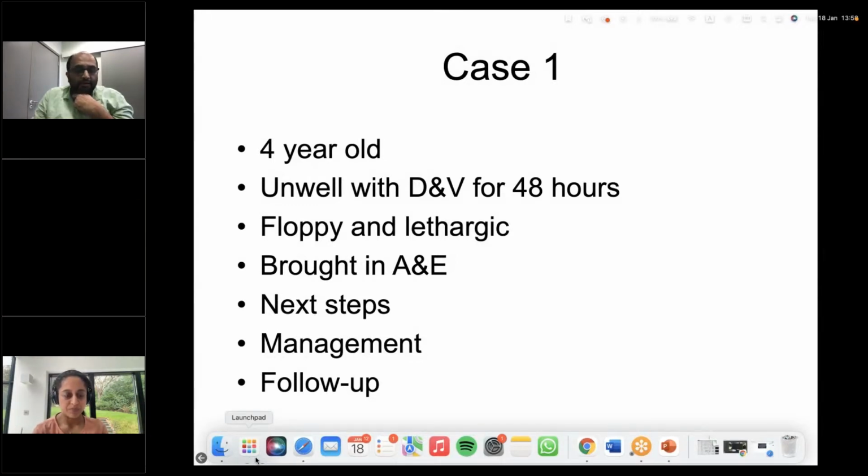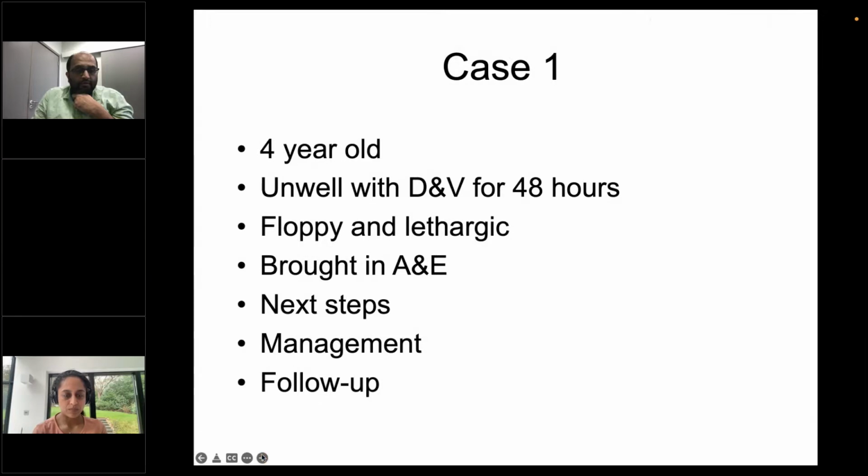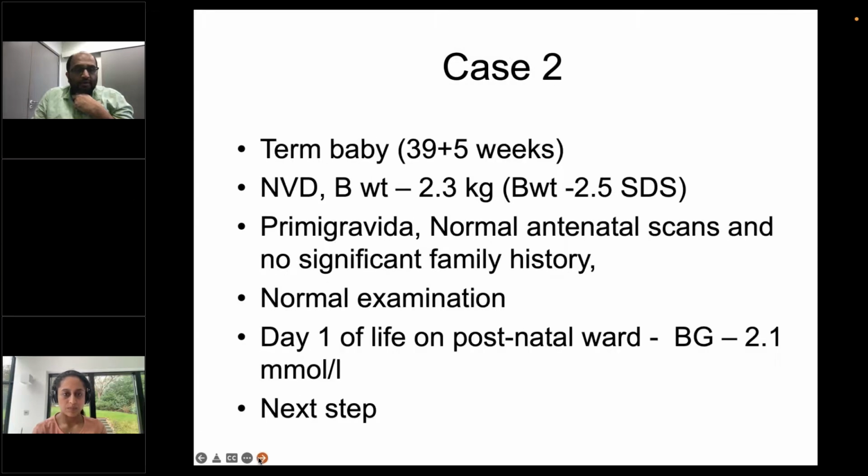Okay, so the next one is a term baby, 39 plus 5 weeks, normal delivery, birth weight of 2.3 kilos. So the birth weight was minus 2.5 SDs, so this baby was slightly small for gestational age. This is a primigravida mom, who had normal antenatal scans and no significant family history. Of note, the baby had a normal examination.